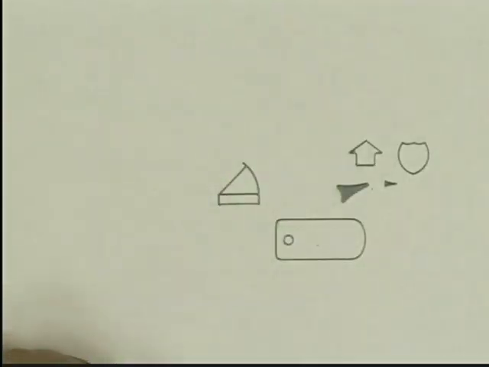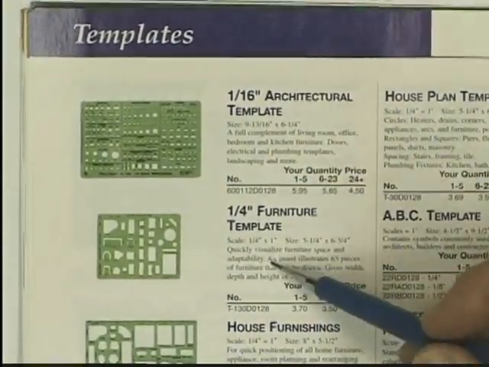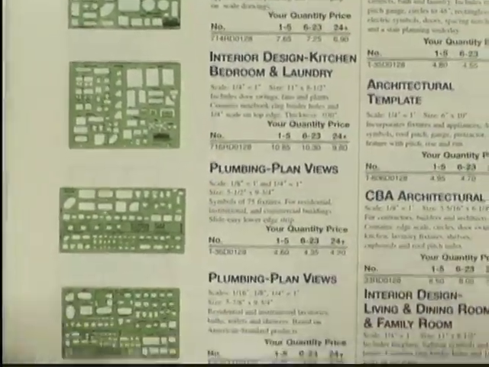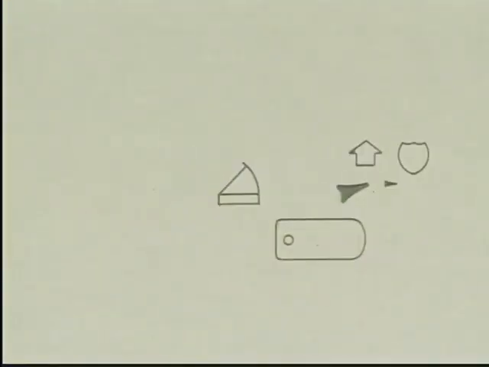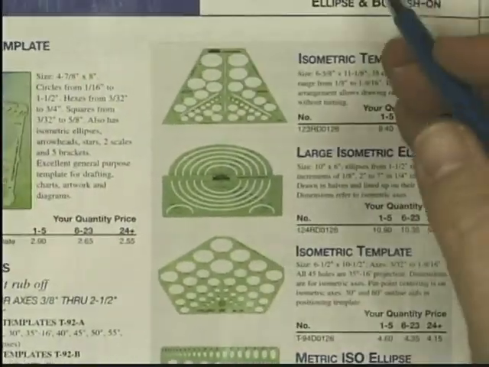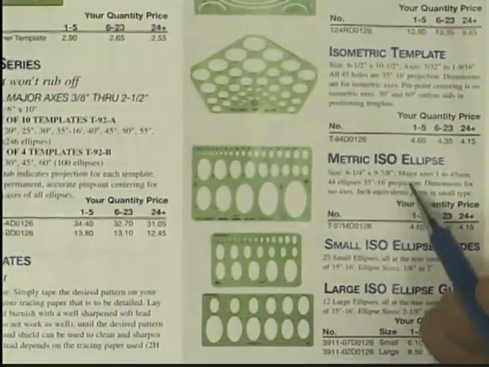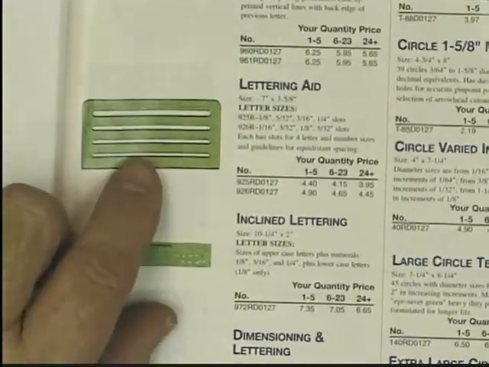As a matter of fact, if I show you a page from the Herlihy catalog, you can see that we have templates for architectural work, for furniture, for house furnishing, interior design, plumbing, more architectural. If I go over here and turn the page, you'll see that we have templates for making ellipses, for different kinds of ellipses, isometric ellipses, metric international standard ellipses, and it goes on, small ellipses. We have templates for drawing guidelines for lettering.